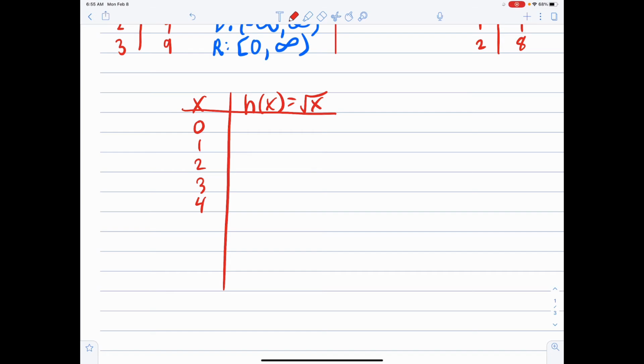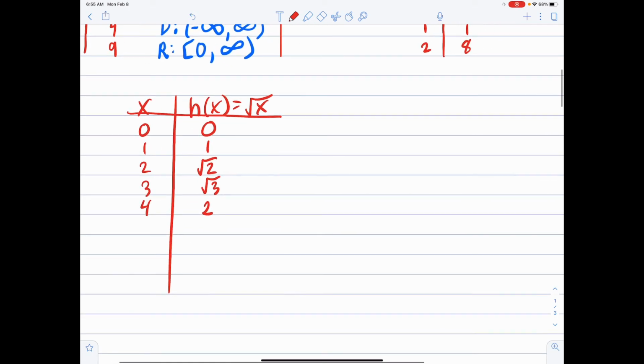So the square root of 0 is 0. The square root of 1 is 1. The square root of 2 is square root of 2. Square root of 3. And the square root of 4 is 2. All right, so we're going to go graph this.